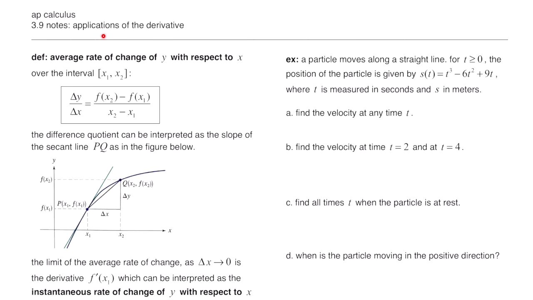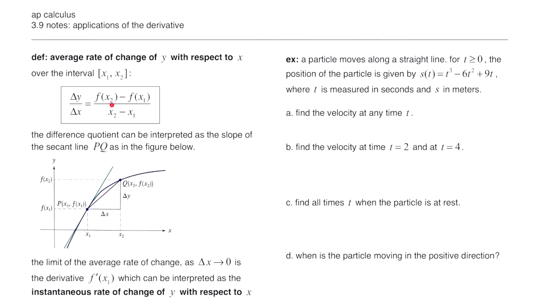In this lesson, we're going to talk about applications of the derivative. Our first definition is the average rate of change of y with respect to x over the interval x sub 1 comma x sub 2. We have change in y over change in x equals, and this formula probably looks familiar, the slope of a secant line.